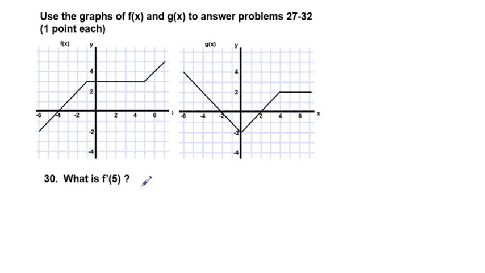Next, what is f prime of 5? Well, for f prime of 5, we go up here to 5, and we have a corner here. Because to the left of 5, we have a slope, or an instantaneous rate of change, of 0, and to the right, we have 1. So the slope at the point does not exist.